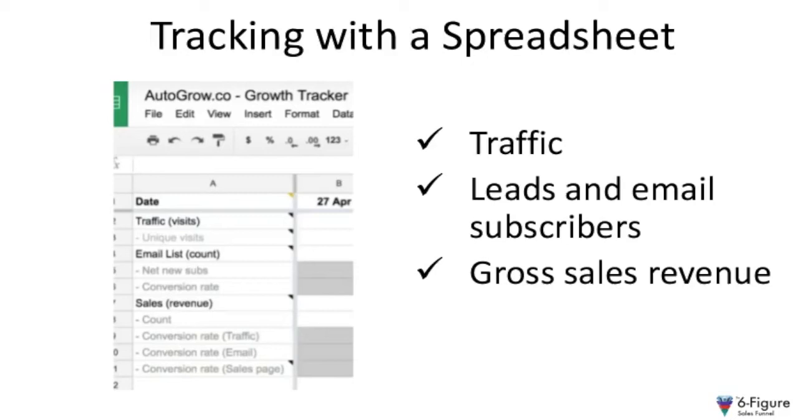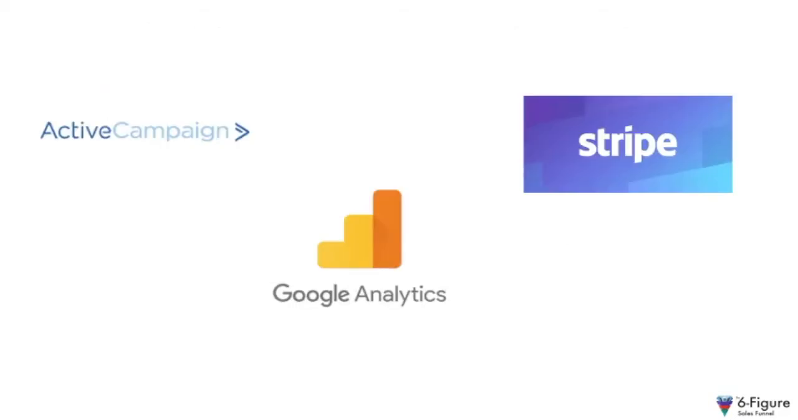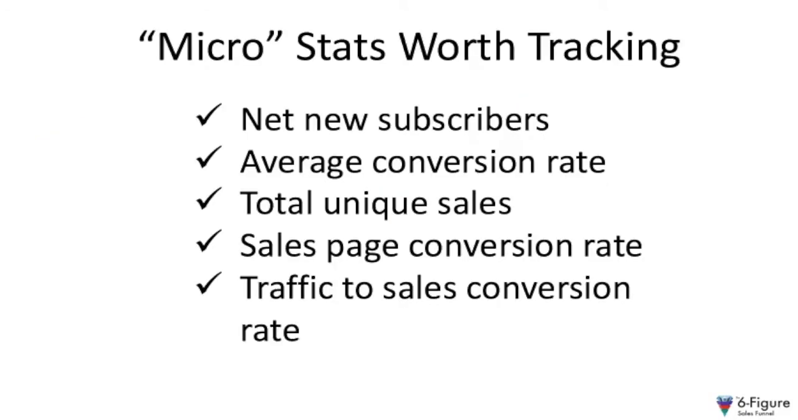Now I'll show you a tip for how to automate some of this and how frequently you'll want to update the spreadsheet tracker in a second. Let's assume though that you can pull all stats from a combination of sources, being Google Analytics, your leads and email subscriber counts from your ActiveCampaign email marketing tool, and your revenue numbers from your payment processor like Stripe. Some of the micro stats worth tracking are net new email subscribers, in other words, total number of new prospects, average conversion rate from unique visitor to subscriber, total unique sales that occurred, any refunds or failed charges being excluded, sales page conversion rate, and traffic to sales conversion rate.